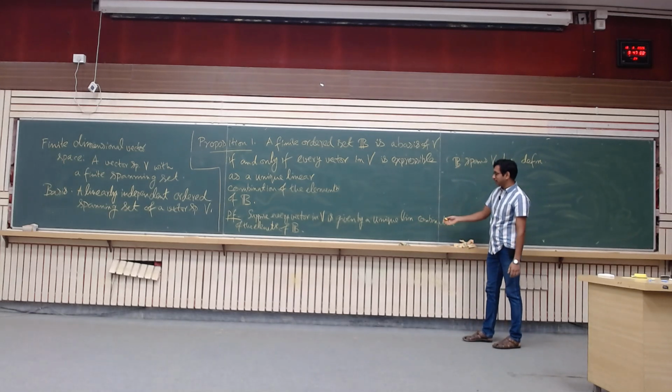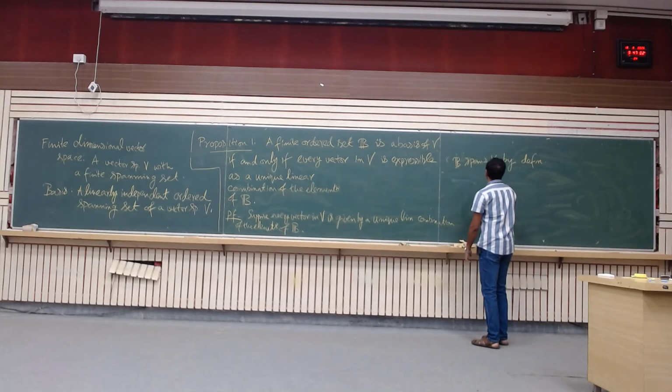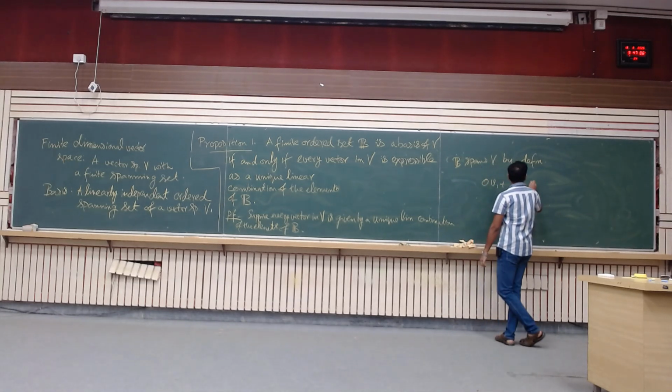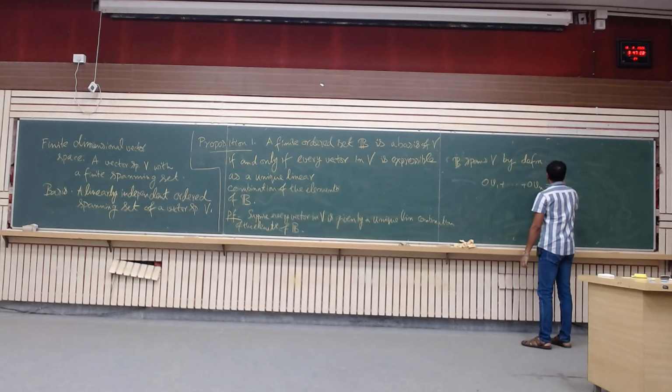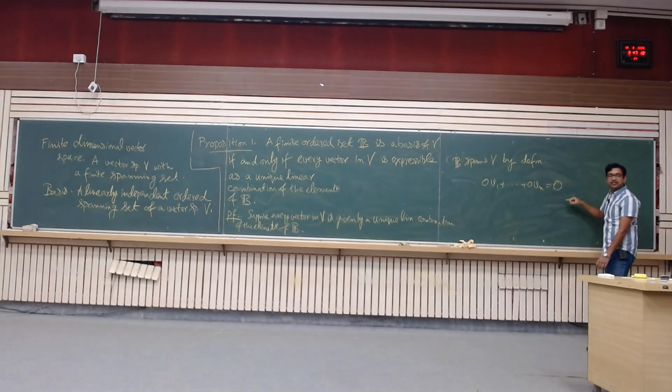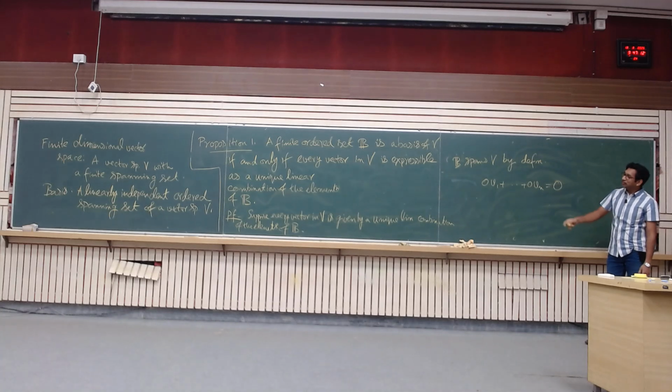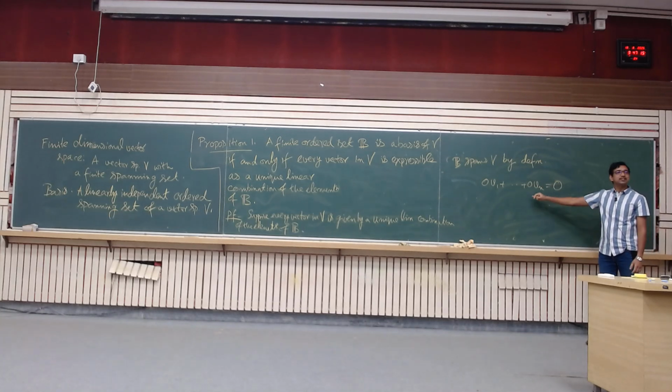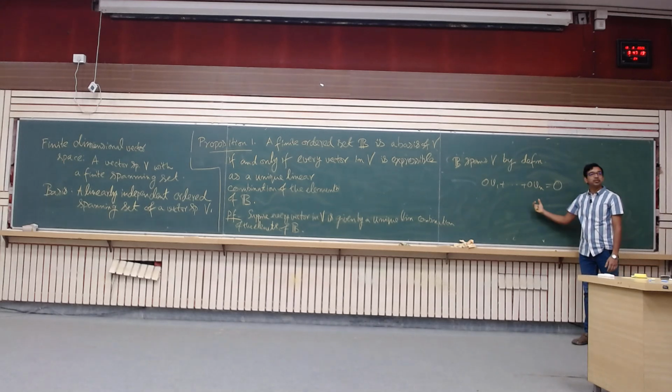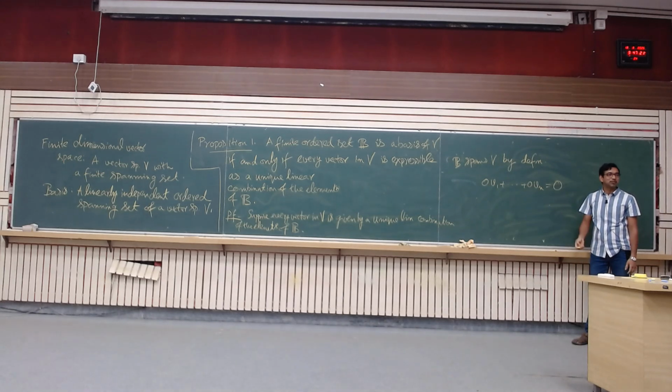since every vector can be written uniquely, in particular we have that 0 times V1 plus whatever plus 0 times Vn is equal to 0. This is some expression for 0, right? And then what it says is that this is the unique expression for 0. So there is no other linear combination which is giving 0. That's the definition of linear independence, right?